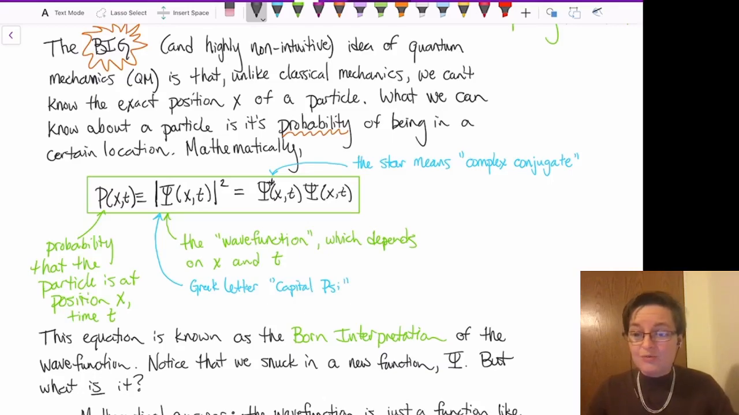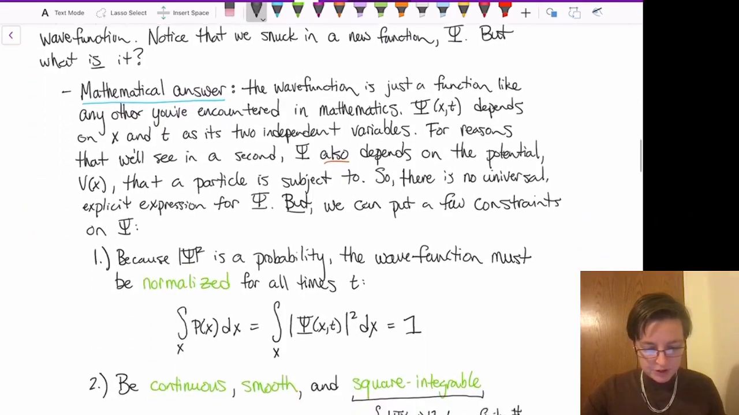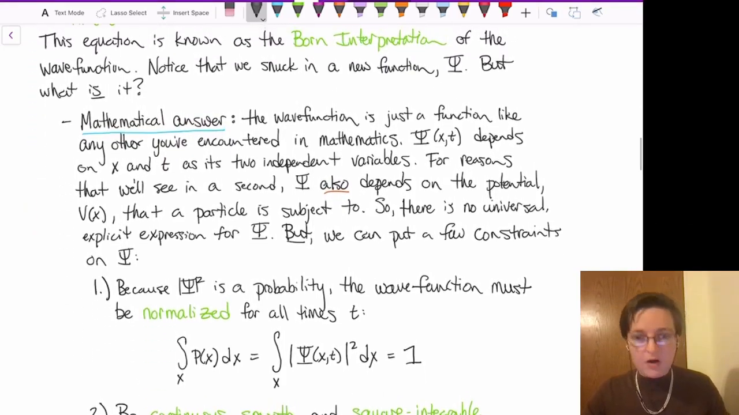And so now, if we want to know the probability that a particle is going to be in a certain place, we have to talk about, well, what is the wave function? So let me give you two answers to that question, both of which are going to be, let's say, modestly satisfying, but something that we're going to have to keep unpacking as we continue on lecture-wise.